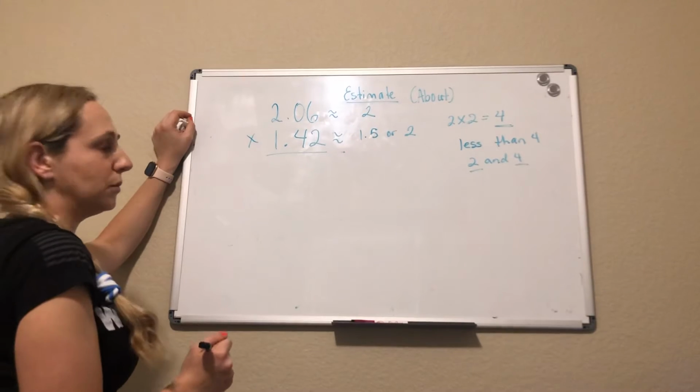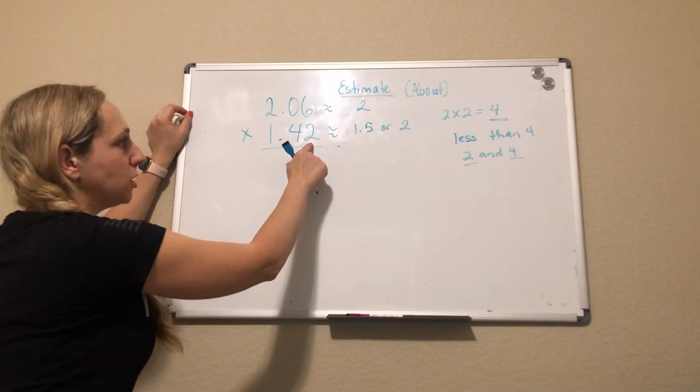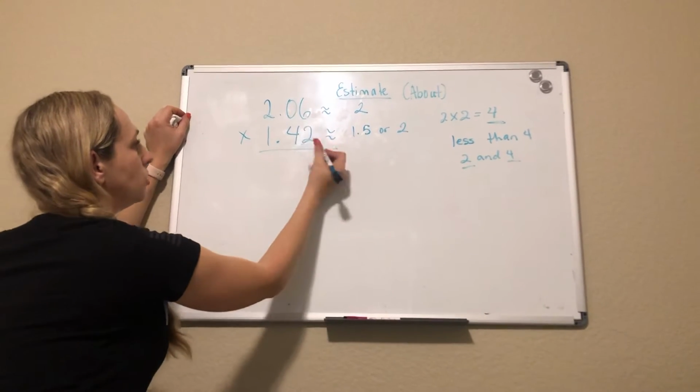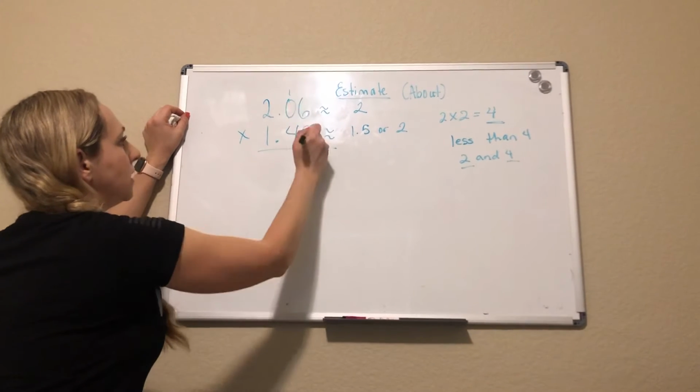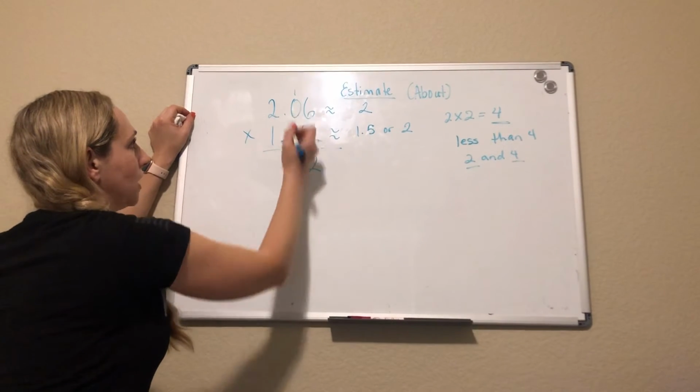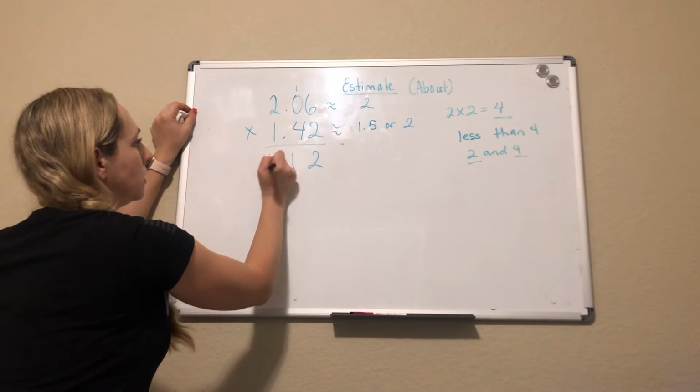Now we're going to go ahead and multiply through. We're starting in the hundreds place. 6 times 2 is 12. 2, carry 1. 0 times 2 is 0, plus 1 is 1. 2 times 2 is 4.